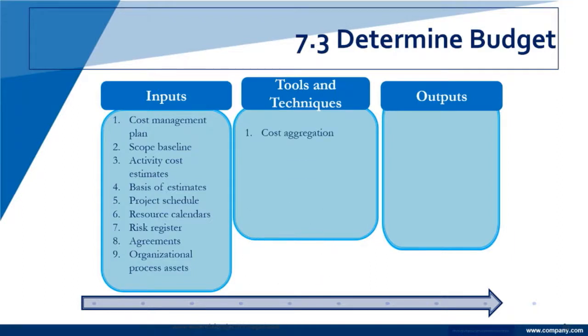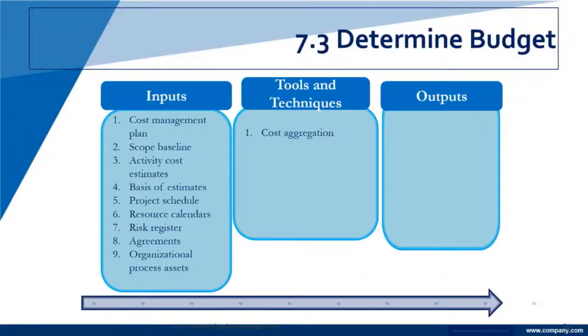Our tools are cost aggregation. Now, what is cost aggregation? New word. I don't think I've said aggregation to this group. So what's an aggregate? An aggregate is the bringing together of separate pieces together. When we have a cost aggregation, we're talking about bringing the cost of the different pieces together. So we aggregate the costs. We look at the reserve analysis, again, risk management.